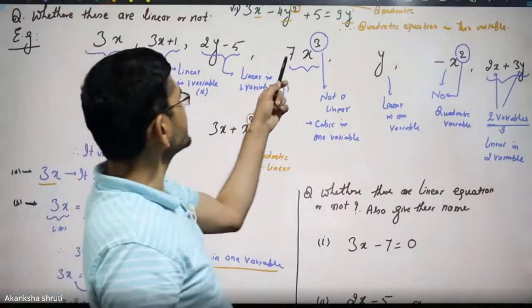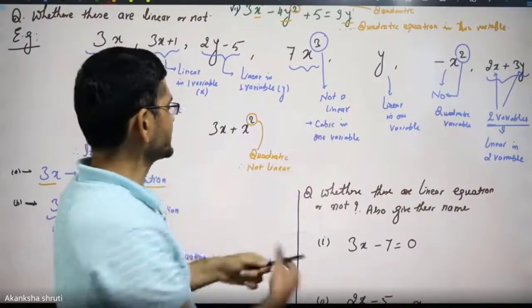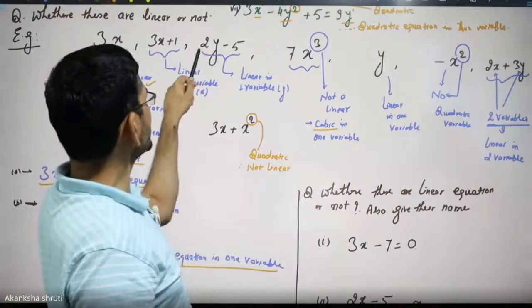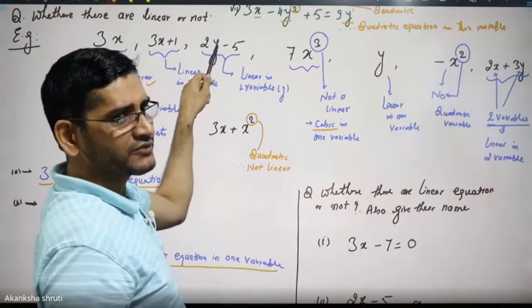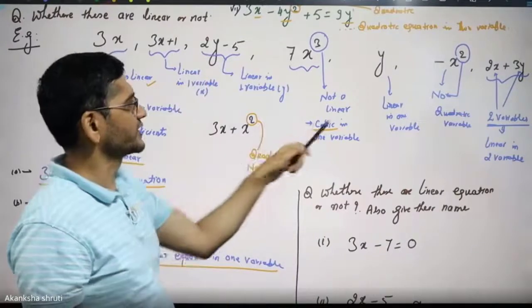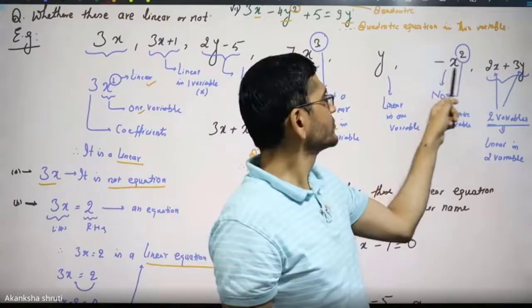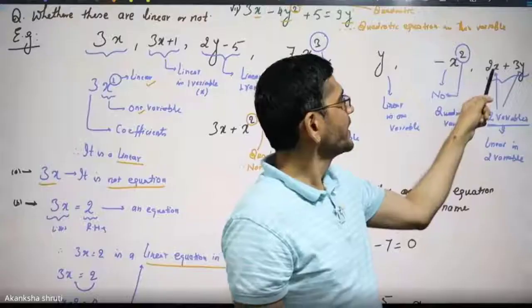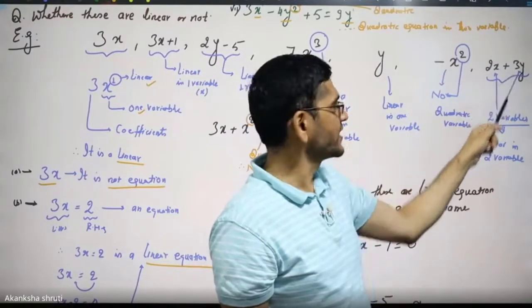If we have only one term, say 7x cube, it is also not linear. Power 3 means it is cubic. Even the variable name may change, say 2y minus 5. In place of x, it is y only, but only one kind of variable, so it is also linear. Only y or only x, that is also linear. Minus x square, though one variable only, because of this power 2, it is non-linear or quadratic. We can have two variables with power 1 only, still it will be linear.